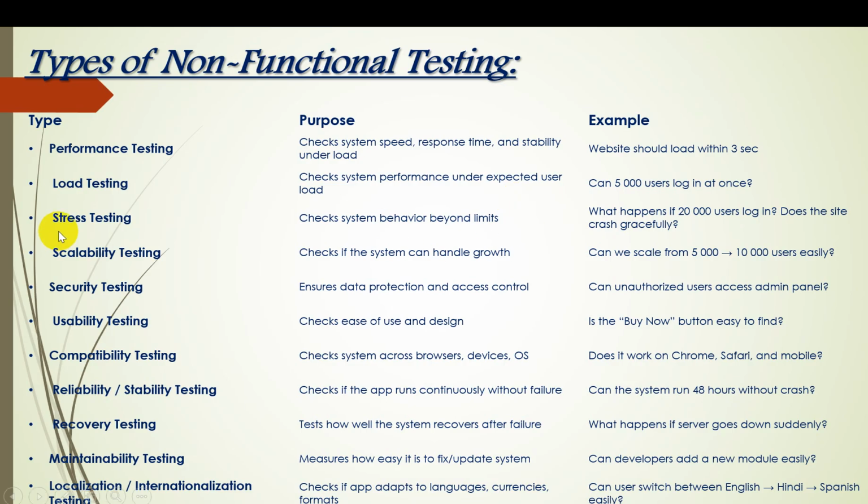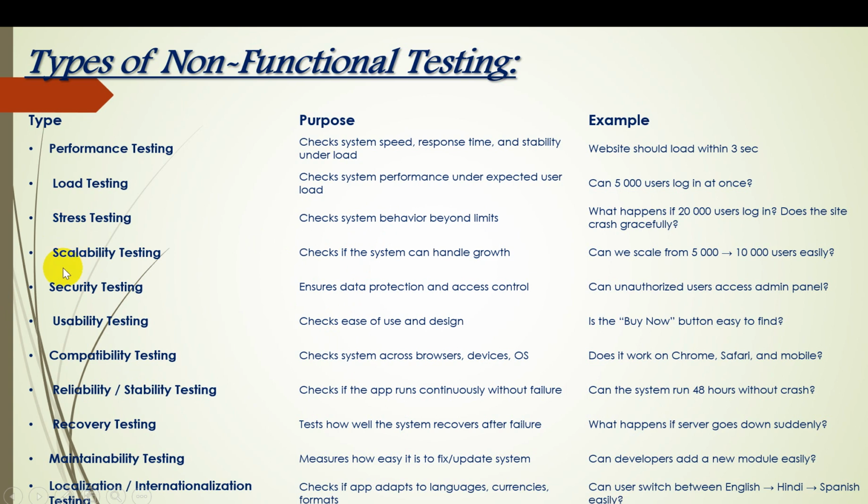Okay. Same for stress testing. Can the system behave beyond the limit? We can check that kind of thing. Suppose we have allowed 20,000 users, and at the same time 20,000 users are online on the application. At that time, is the system creating any kind of problem or any kind of crashes? That kind of testing is done as part of stress testing.